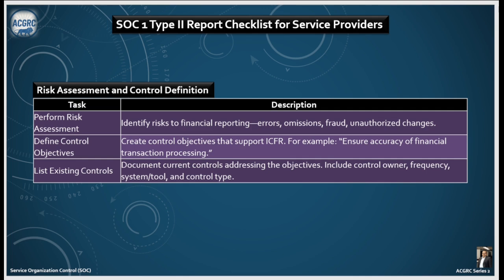Second, risk assessment and control definition. Very similar to the earlier one. Identify the risk of financial reporting, errors, omission, frauds, unauthorized changes, etc. You can have an objective for your risk managers in their performances also. If an auditor finds a gap which the internal risk team has not, it directly impacts their performance.